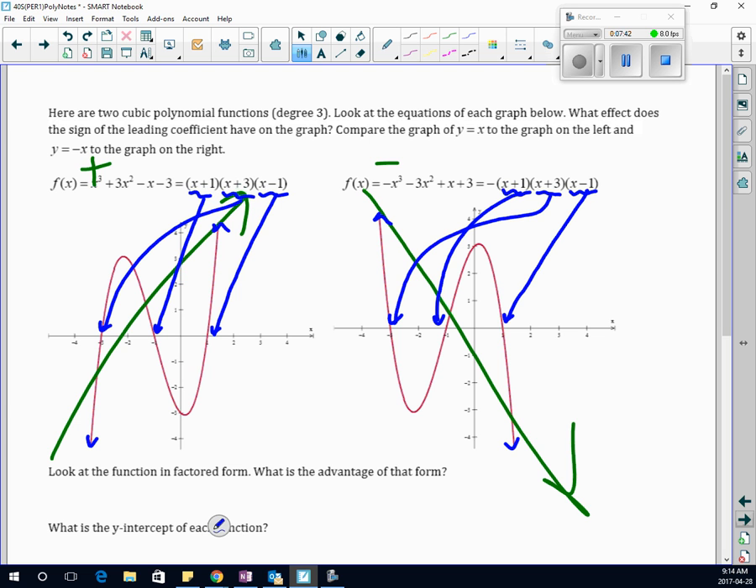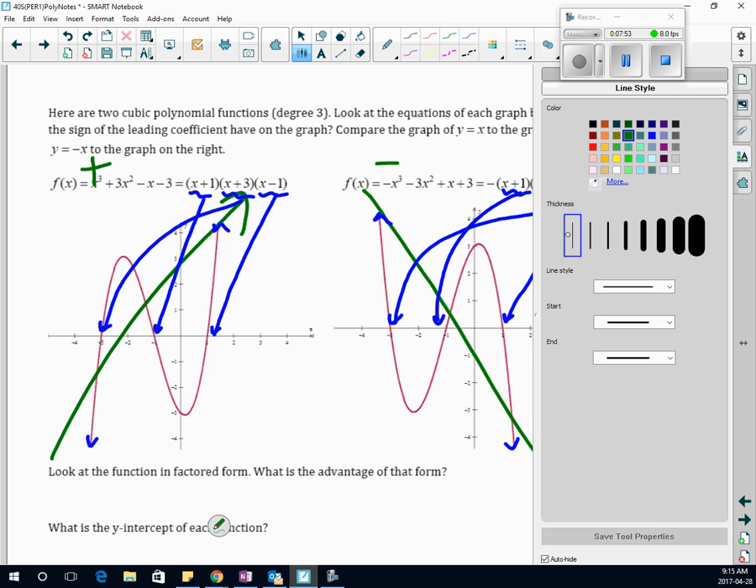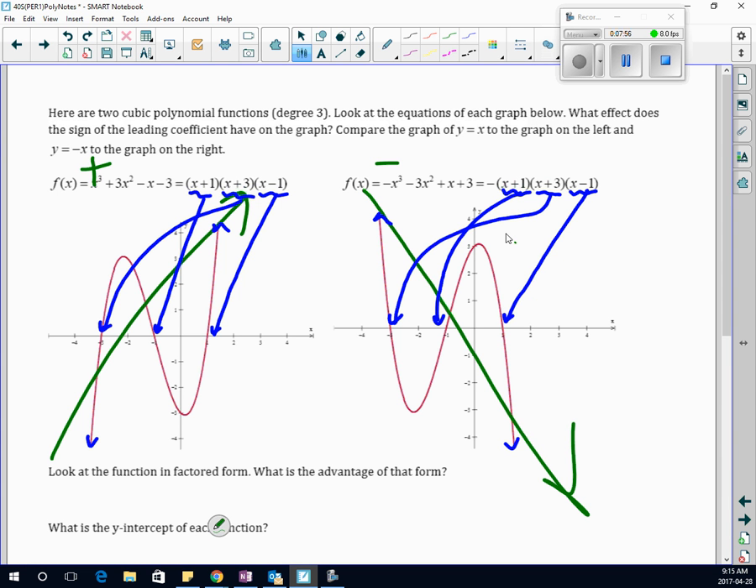So does everybody see the factored form, why we need to factor? The only thing missing is, where does it cross the y-axis? It crosses it right here. Can you see anything noticeable about the equation? It's the constant, yes, the last number. Does everybody see? The last number is the y-intercept.